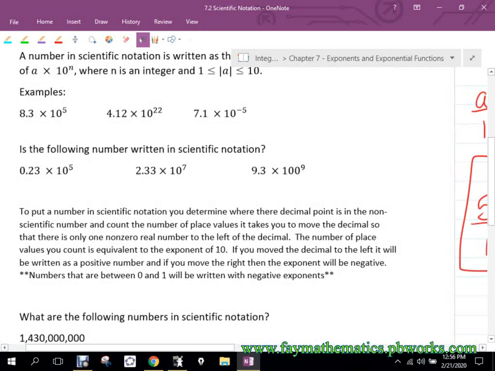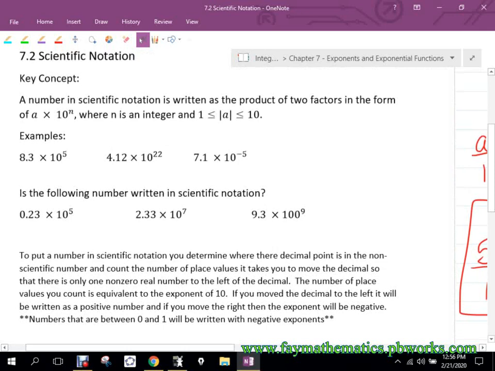Now, the math community, the science community, they have come to agreement that there's a particular format for scientific notation, okay? Scientific notation is a quick way to write a very large number or a very small number, okay? So we're talking about things that are really close to zero, or things that are really far away from zero, okay? That's the idea here.